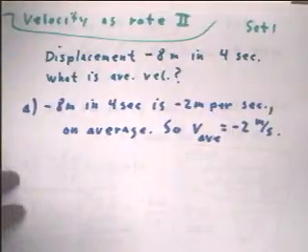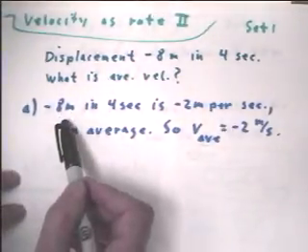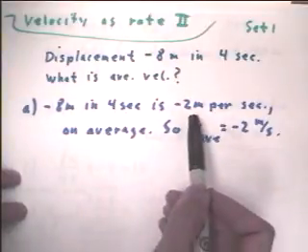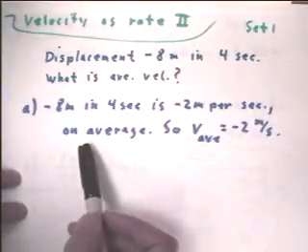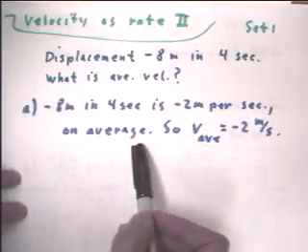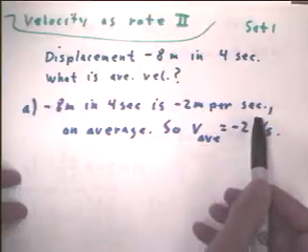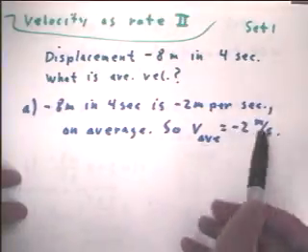So we can intuitively say a -8 meter change in position in 4 seconds is an average of -2 meters per second. Okay, so that's -2 meters per second on the average, so that the average velocity should be -2 meters per second.